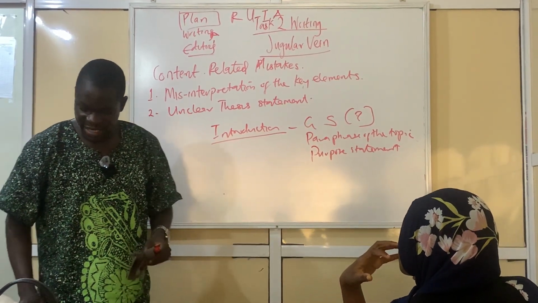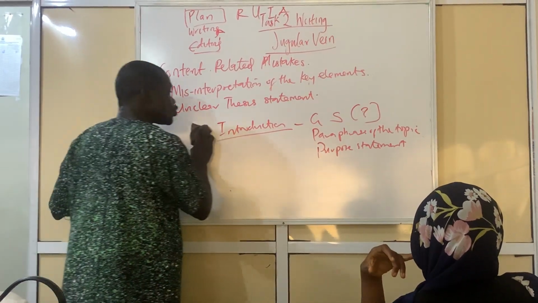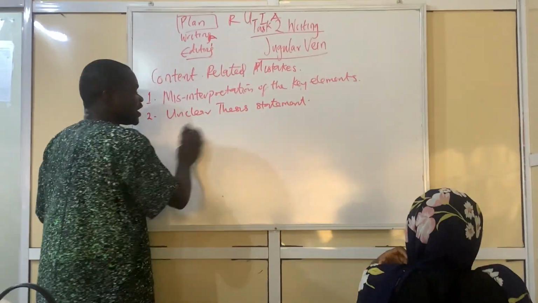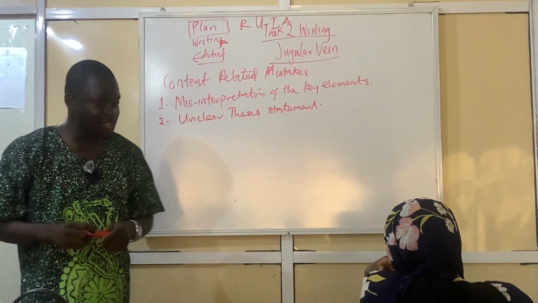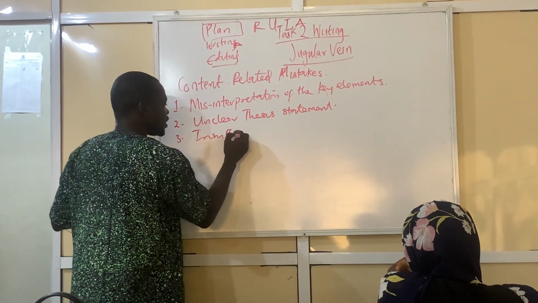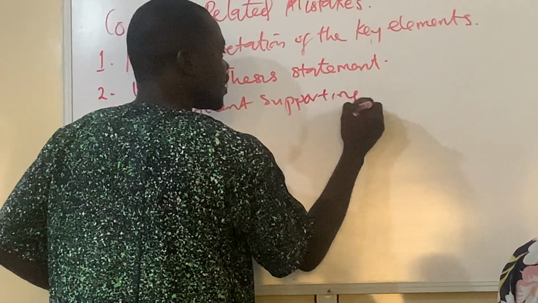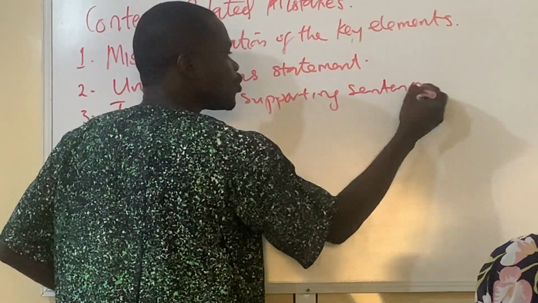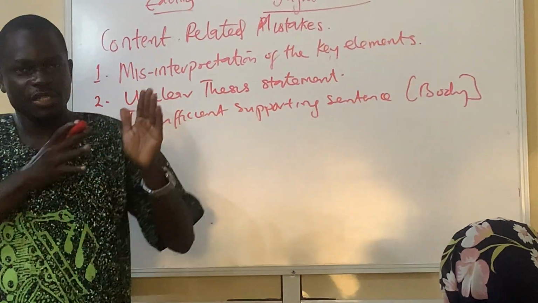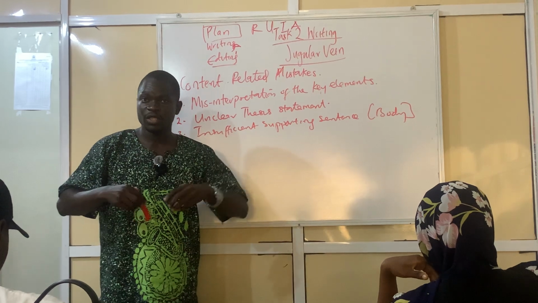So content related error. Now, another error that people make regarding content is insufficient supporting evidence. Let me say insufficient supporting sentence. Now, this one happens when we are in the body. You had already finished the introduction. Now you are where? At the body paragraph.